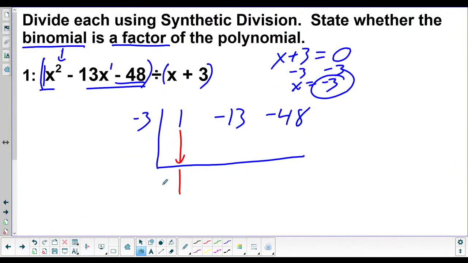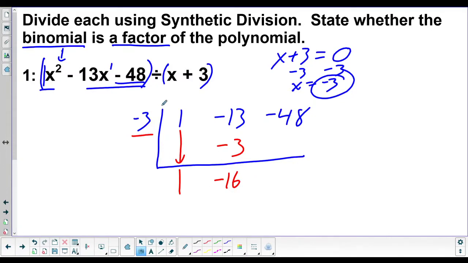So we take this number that's underneath the L and we multiply it by the number that's outside the L, the negative 3. So negative 3 times 1 is negative 3. We write the answer under the next number. Now I understand, it says add. But if you add a negative 3, you're subtracting 3. So I think about it as just do whatever the signs say. So negative 13 minus 3 is negative 16.